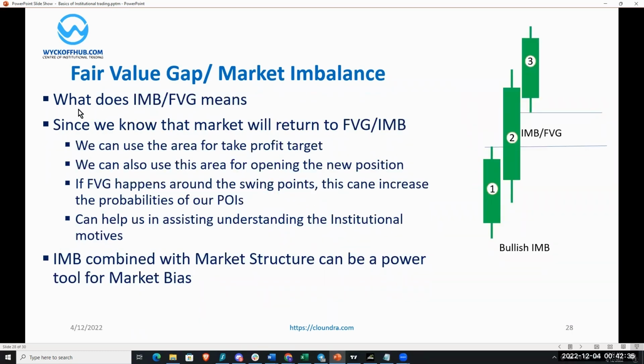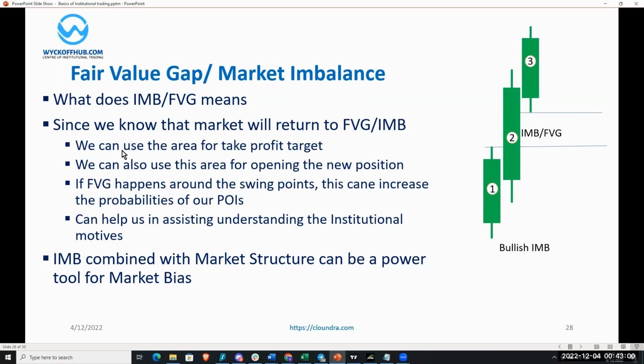So we already know what IMB and fair value gap mean, and this is a bullish imbalance. So bar number 1, 2, and 3, and that's your imbalance area. We expect the market to return to this area, balance the books, and then move wherever it wants to go. It can either break down or move upside. We will continue and learn more about how we are going to use this.